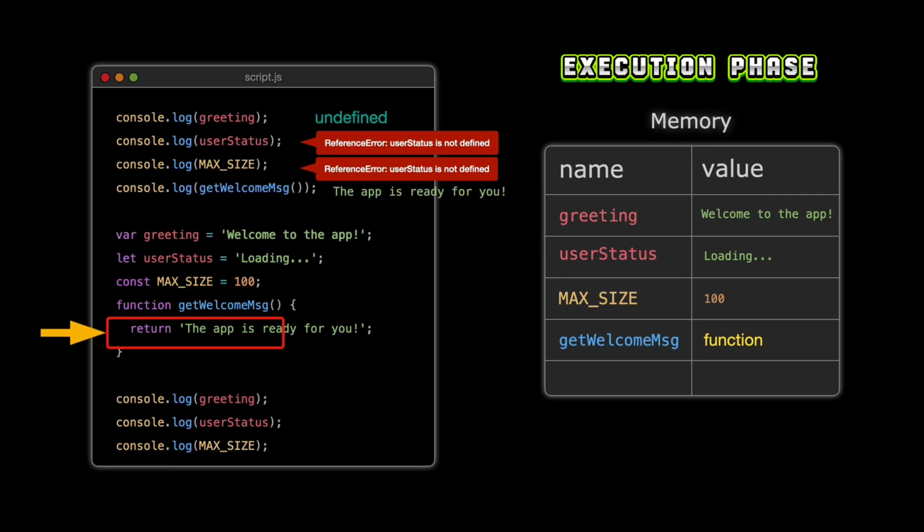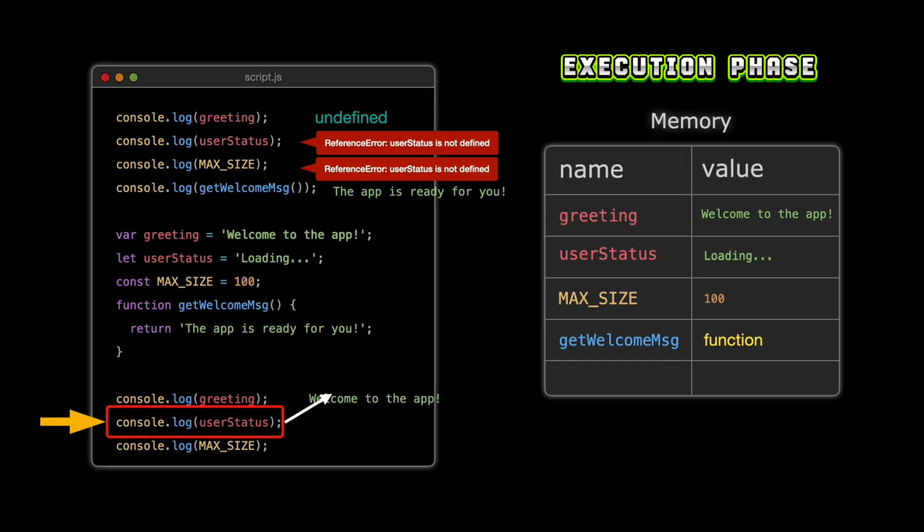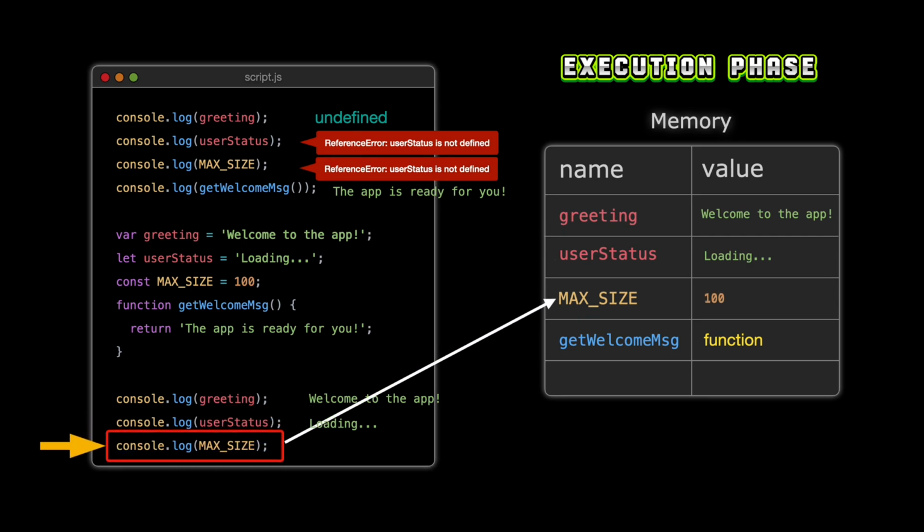This time, console.log greeting prints welcome to the app to the console because greeting has been assigned its value. Console.log user status now displays loading because user status has also been assigned. And console.log maxSize outputs 100 since max_size has been initialized with its constant value. And there you have it, the execution phase in action, following the groundwork laid by the hoisting phase.